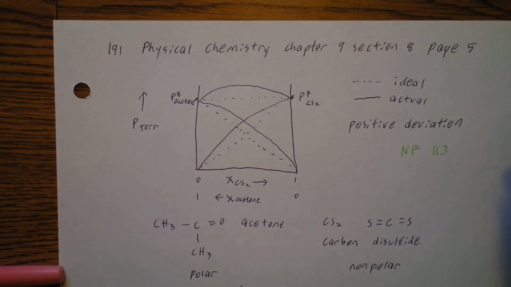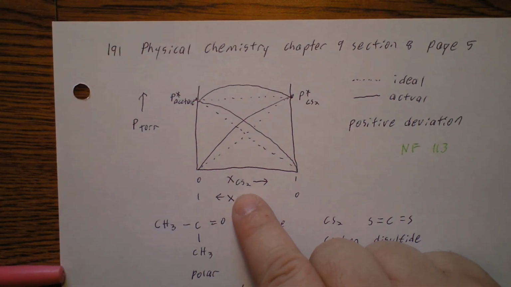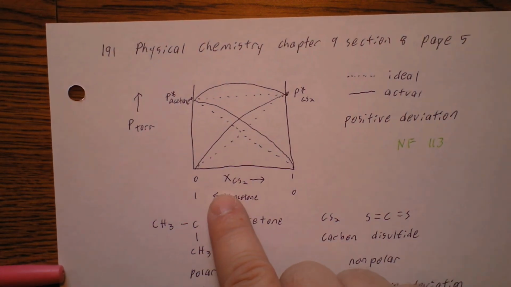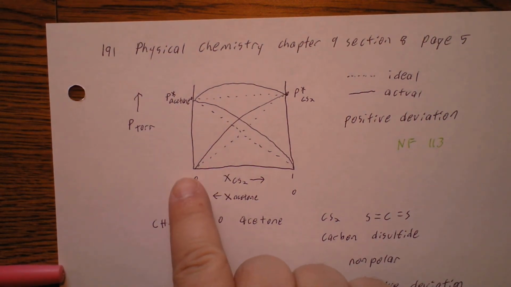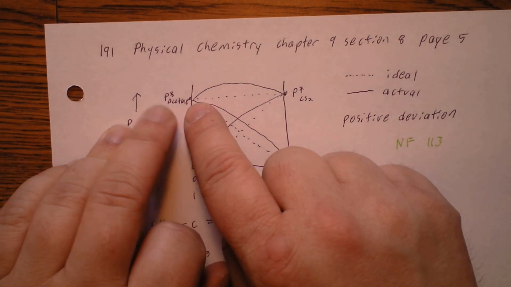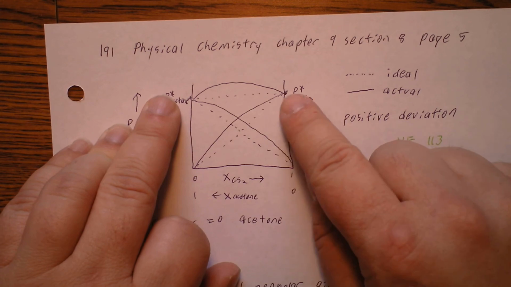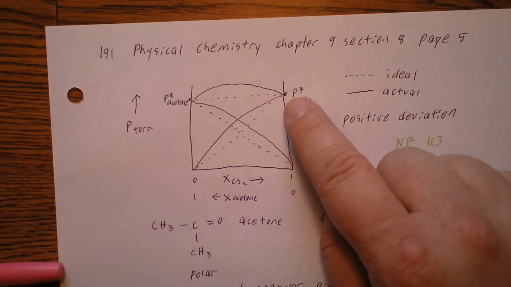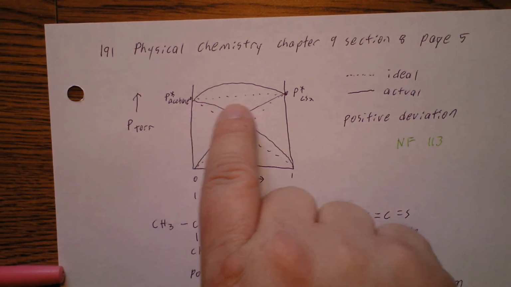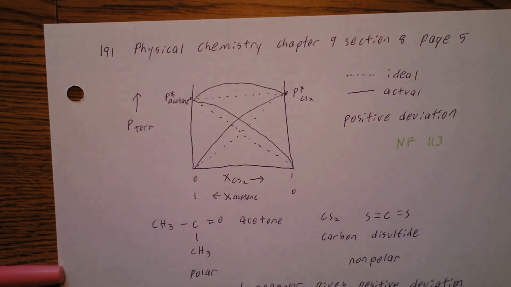So here's a different example. This is CS2, carbon disulfide. Here's the same thing. We're starting out with pure acetone, and we're adding this carbon disulfide. At either end, we have the pressure of the pure acetone, or the pressure of the pure carbon disulfide. And again, these straight lines are what Raoult's law would predict. But this one has positive deviation.